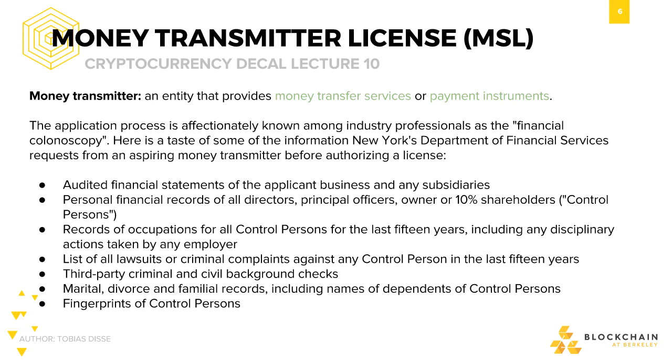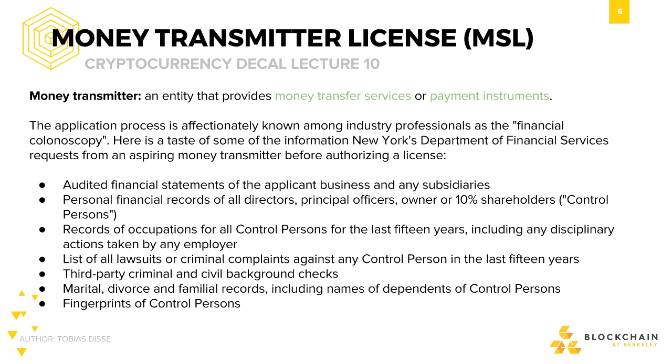And a few of the things you have to go through: fingerprints of the particular people involved, audits of financial statements, records of lawsuits that have taken place within the last 15 years against you or anyone in a high position in this company that wants to obtain a money transmitter license.